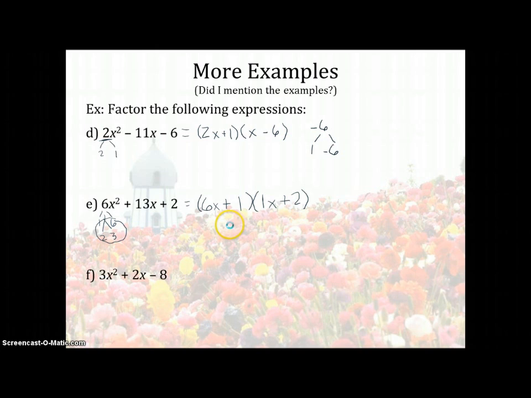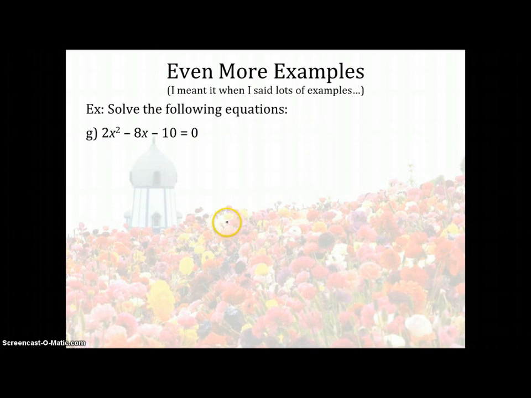Now on to our next problem. I'm going to move along to a different type of example entirely. So here we have solve the following equation. Notice here we've got an equal sign to deal with. So this is a slightly different problem. In order to solve these types of problems, we still want to do our factoring, but now we have to solve the factors in a second step once we're done.